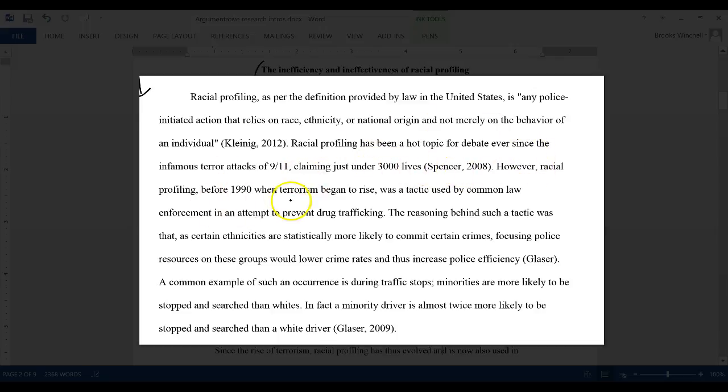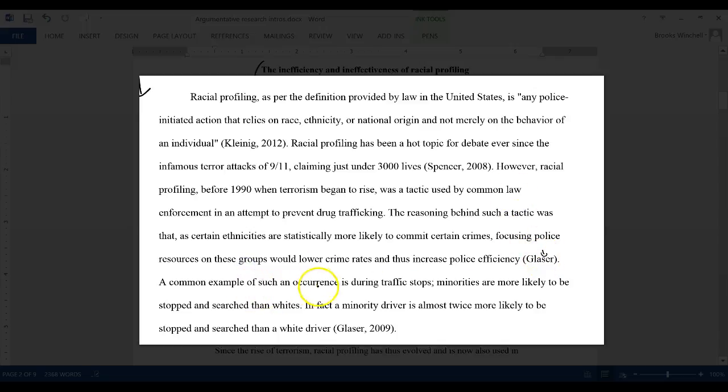However, racial profiling before 1990, when terrorism began to rise, was a tactic used by common law enforcement in an attempt to prevent drug trafficking. The reason behind such a tactic was that as certain ethnicities are statistically more likely to commit certain crimes, focusing police resources on these groups would lower crime rates and thus increase police efficiency. So here we have a little bit of the history from Glaser.